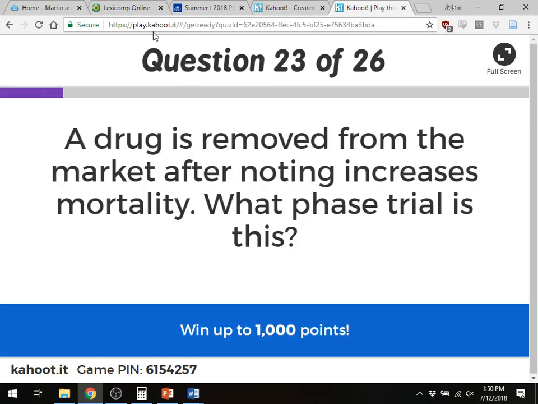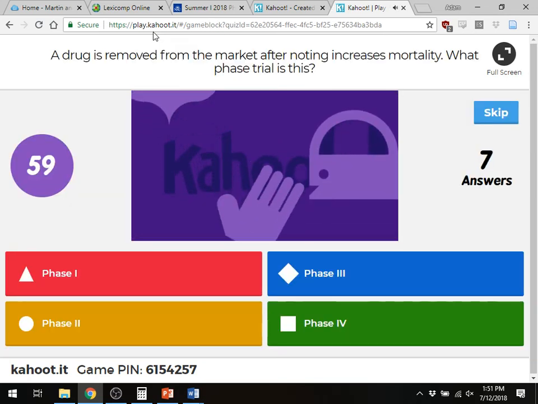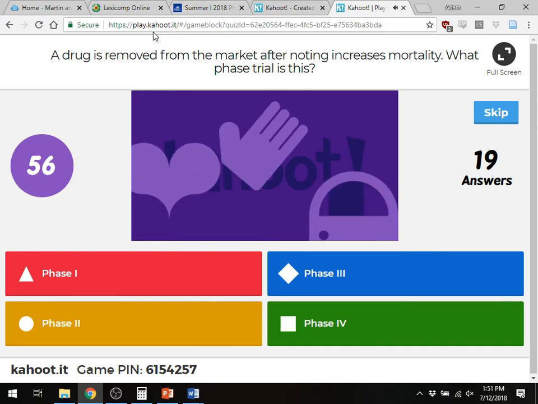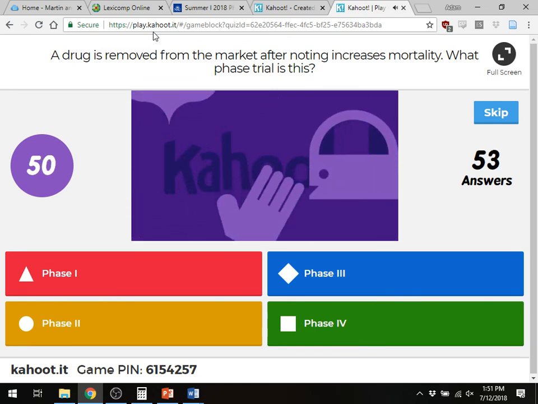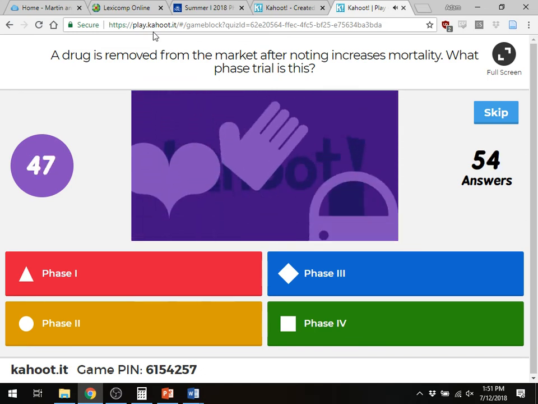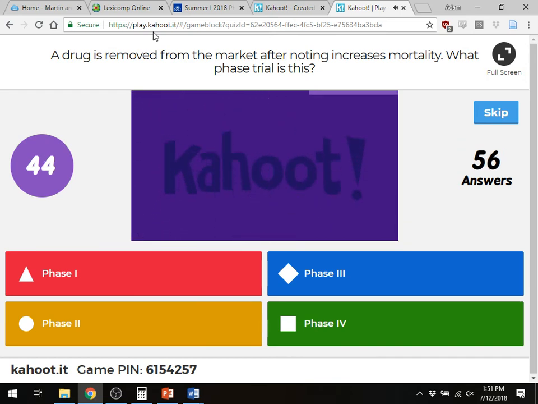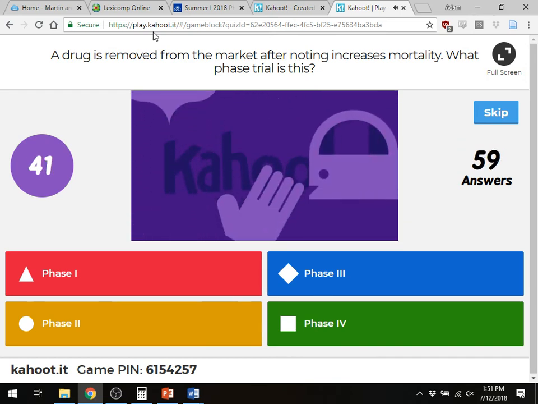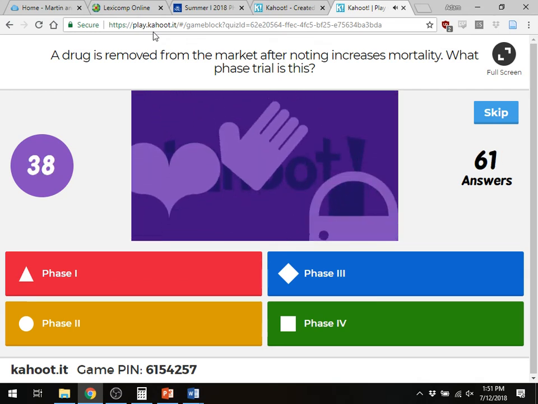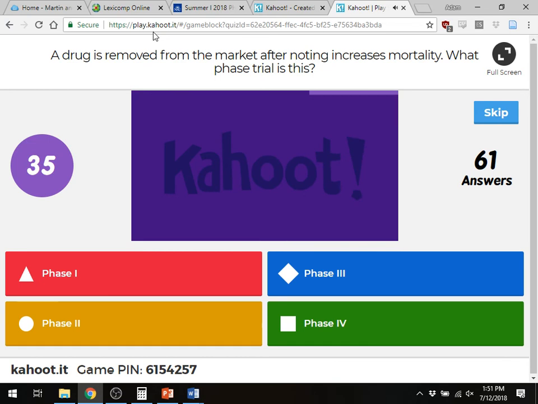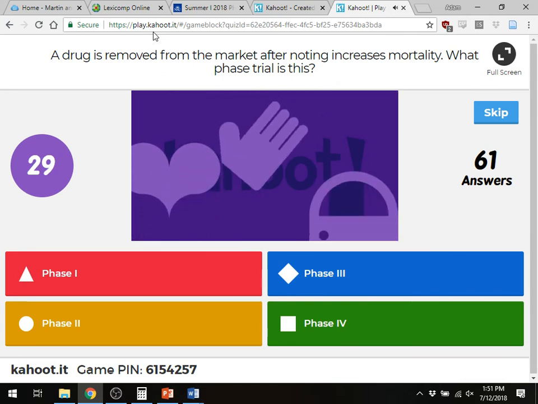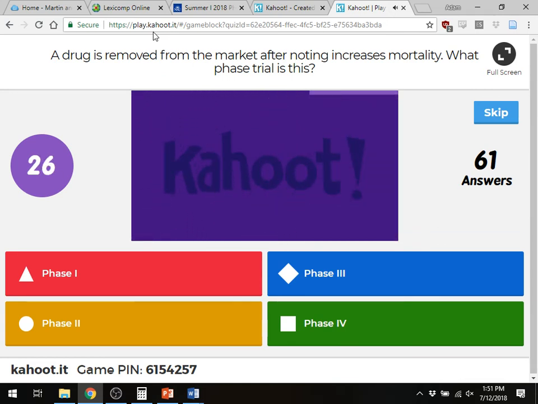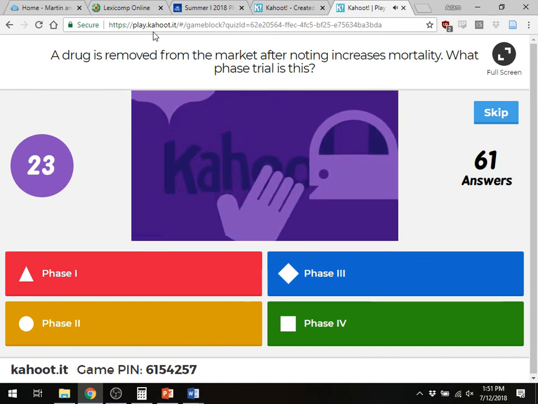Okay. A drug is removed from the market after noting increases in mortality. What phase trial is this? I'm going to give this one away too. Phase 1, 3, 2, or 4? It was removed from the market after realizing that it increases mortality. If anyone's ever heard of Vioxx, this is a high-profile example. Yes, ma'am. Benthin was another one that also got taken off the market because it was killing people. Yep. Although you can still get phentermine. That one's still available. That probably kills people too, but it was not as reported.